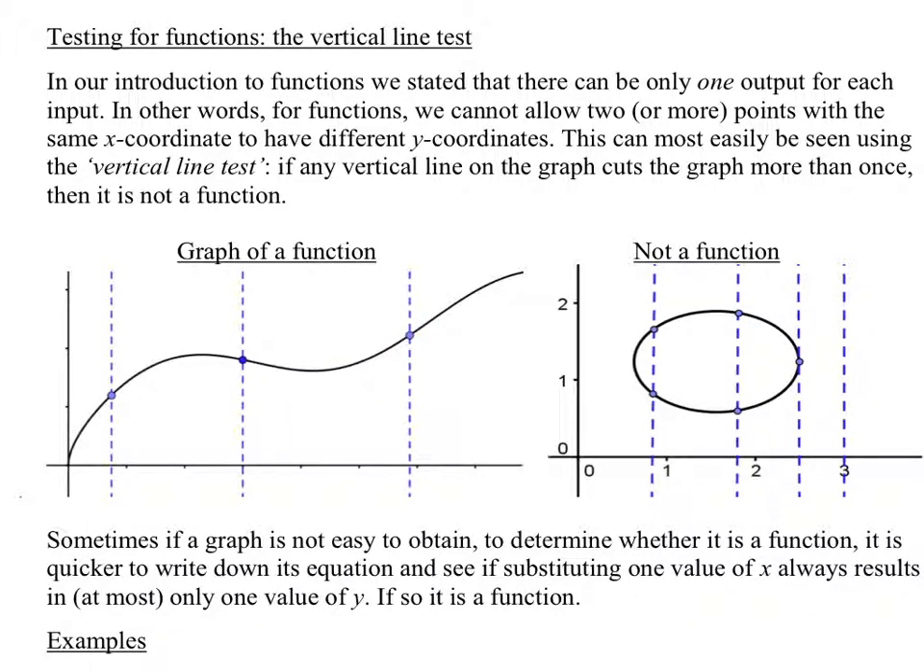Whereas if you don't have a function, then it's possible to draw a vertical line so that it goes through 2 places. Like here we have the vertical line going through the curve in 2 places.